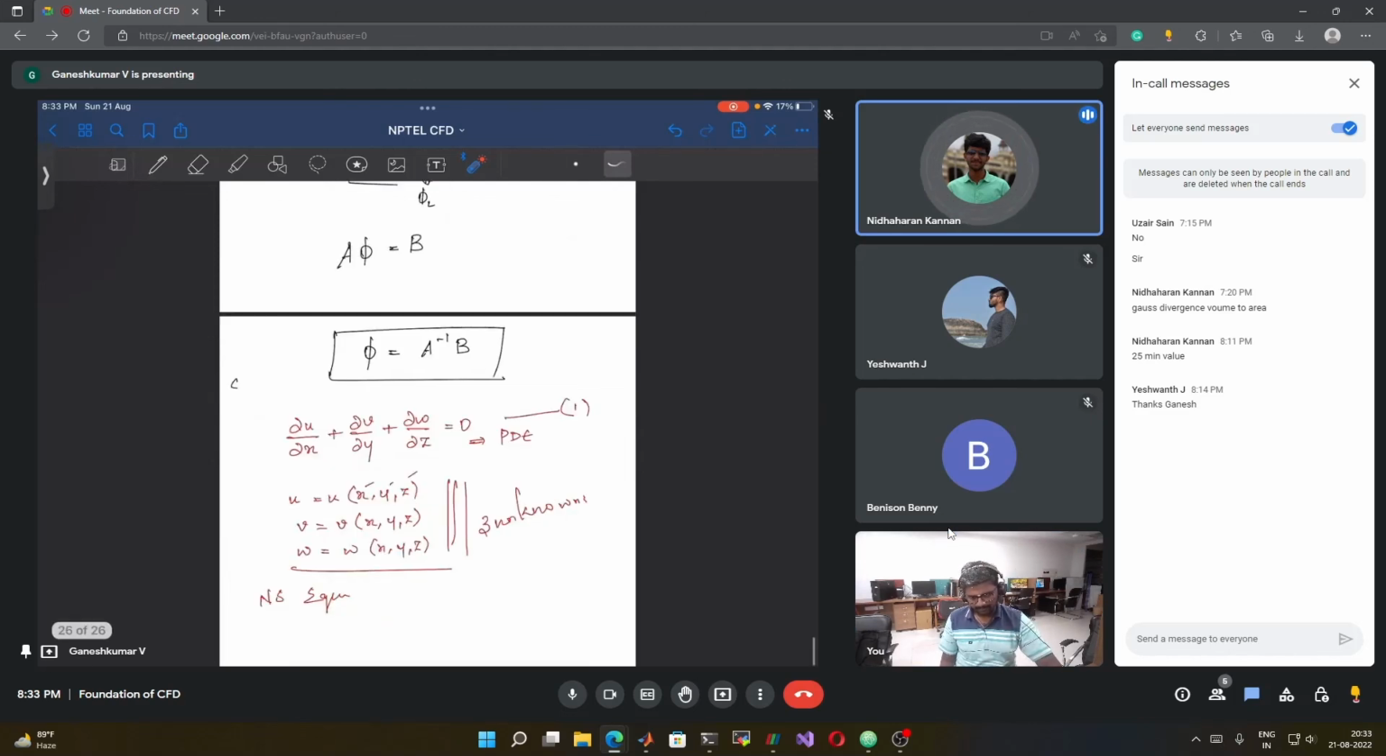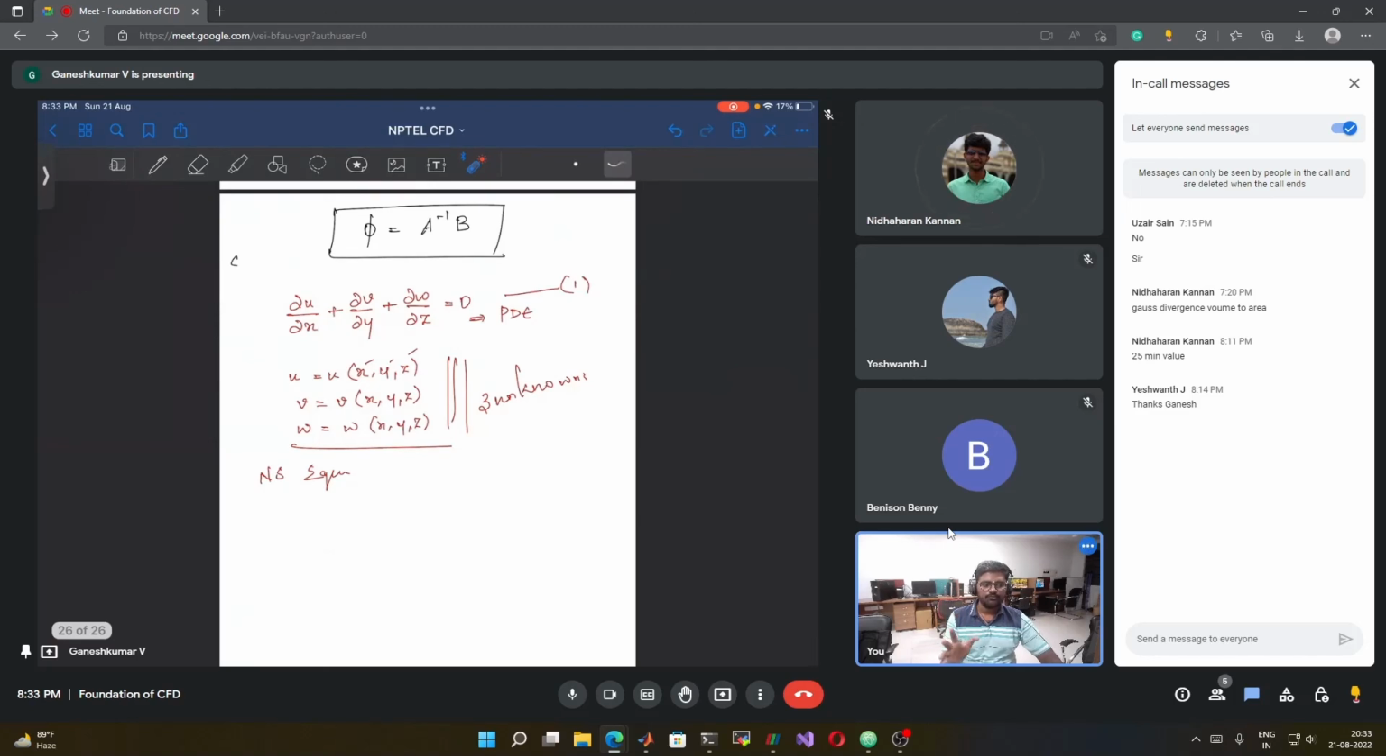So this phi equals A inverse B we are taking. That phi stands for any physical parameter at each node, right? Usually it may be pressure at each node we are calculating. Exactly. So velocity or pressure it can be.